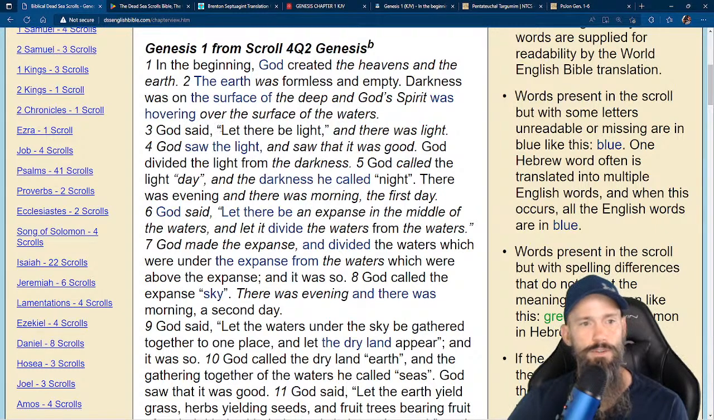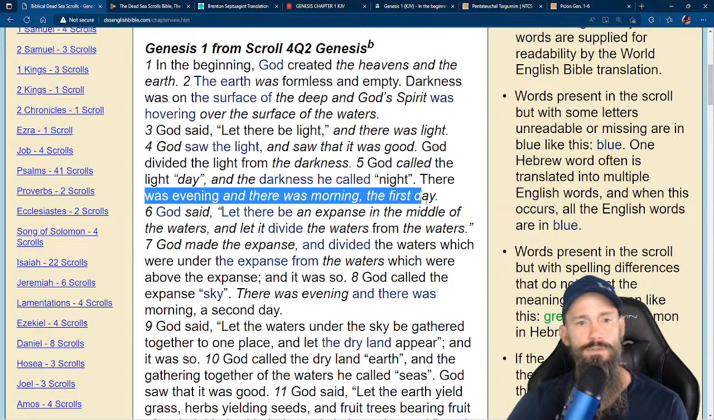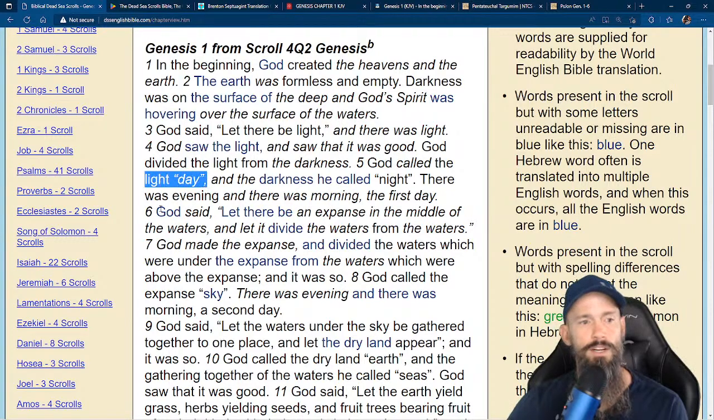Now, what did he say first? Let there be light. What came first, the night or the day? Yahuwah called the light day, and the darkness he called night. So light, day first. There was evening and there was morning. So he created, and then there was evening and there was morning the first day. So light, day starts the beginning.